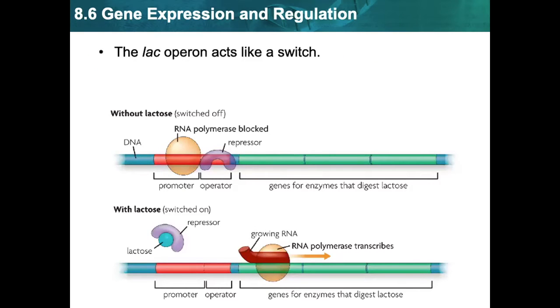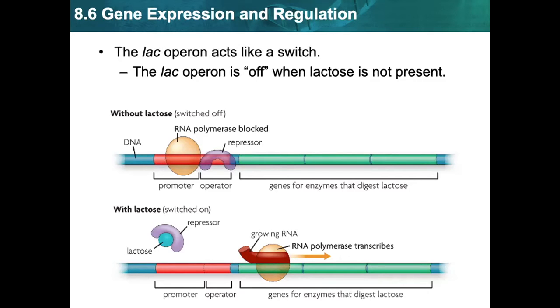So this is what the lac operon looks like in the bacteria. So basically it's a switch on the DNA strand that turns genes on and off. So the lac operon is turned off when lactose is not present in the cell. And that's what the top picture shows you.